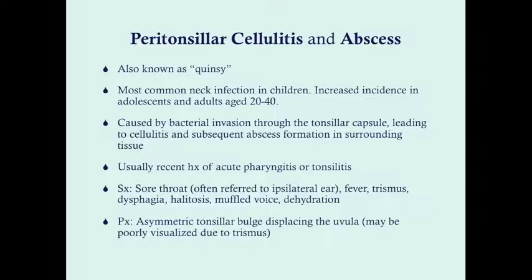It is caused by bacterial invasion through the tonsillar capsule, which then leads to cellulitis and subsequently abscess formation in the surrounding tissue. Usually there's a recent history of acute pharyngitis or tonsillitis, and the symptoms include a sore throat, which often is referred to the ipsilateral ear, and then fever, trismus, dysphagia, halitosis, because this is occurring in the mouth area, and then muffled voice and dehydration. On physical exam, you will see an asymmetric tonsillar bulge, and it will displace the uvula. But sometimes this can be difficult, especially if you're examining a little kid. They won't want to open their mouth because trismus is commonly seen here.